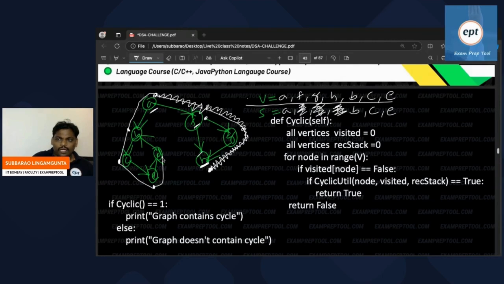Now go here. I am at D now. Is D already widgeted? No, it is not there in the widgeted array. Next, is D there in the stack? No. Right? Keep D also.